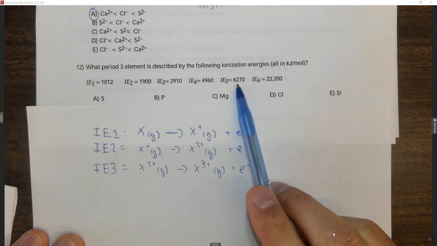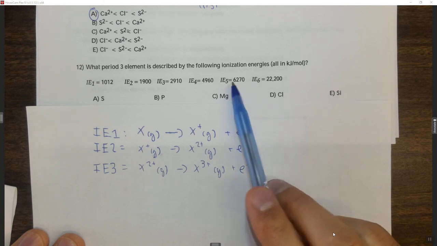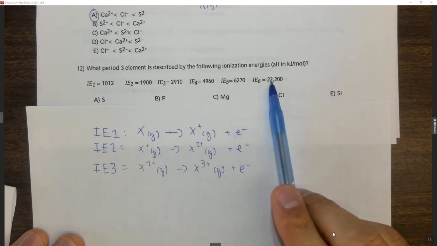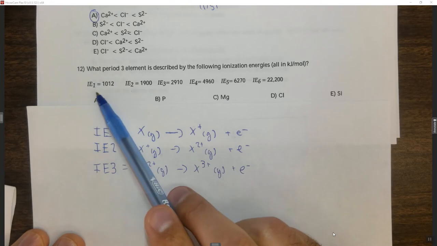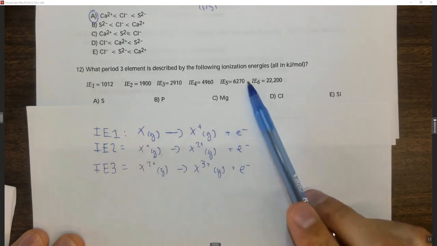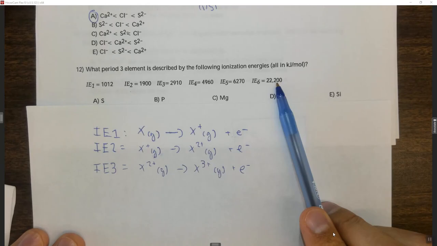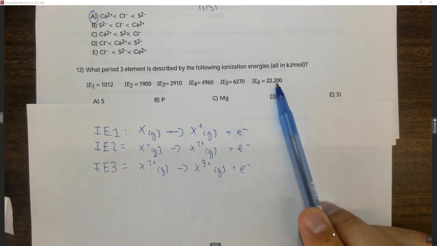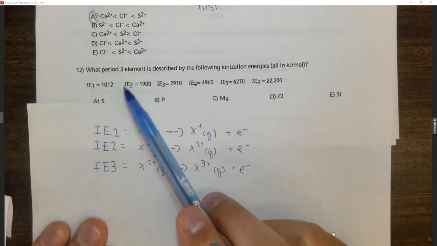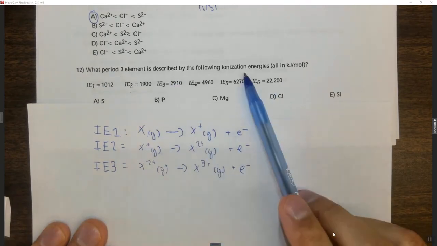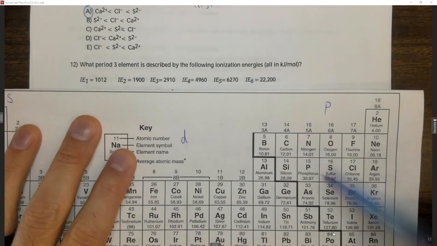But what you'll notice is this giant gap between the fifth one and the sixth one. And this is because this species has 5 valence electrons. When you try to take away the sixth electron, it takes a very massive amount of energy. So the period 3 element with 5 valence electrons is actually phosphorus.